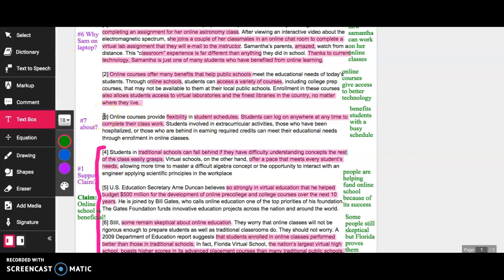So before I read, when I was highlighting my keywords, I jotted next to paragraph 3 so that I would know to leave an annotation here while I was reading. While I read, I discovered that this paragraph was talking about the benefits for students with a busy schedule. Looking back, some of the keywords I highlighted in this paragraph were flexibility, student schedules, and that they can log on anywhere at any time to complete their work. So what I'm seeing is that for kids who are busy outside of school, online learning really benefits them because they can log on at any time and complete their work.